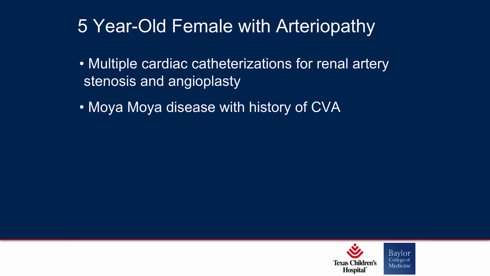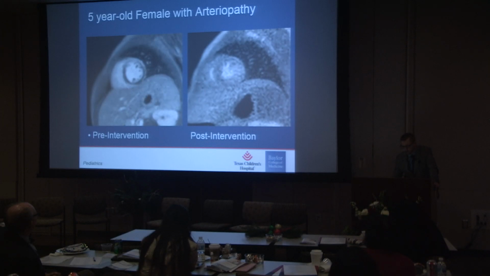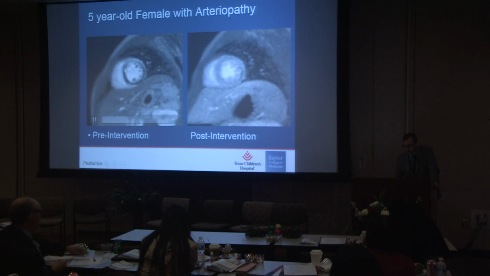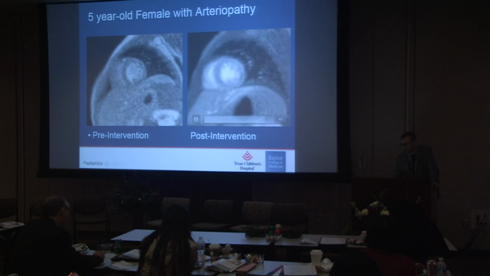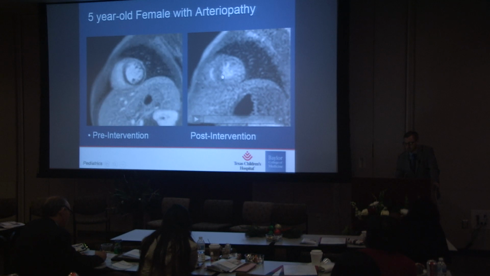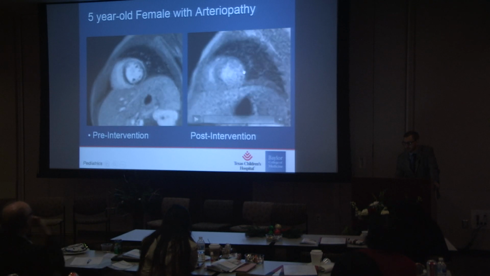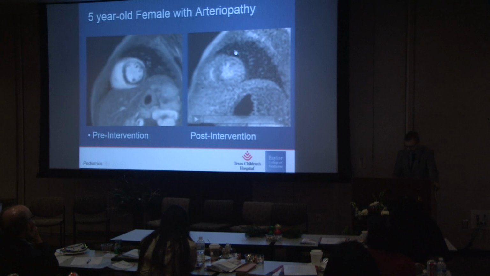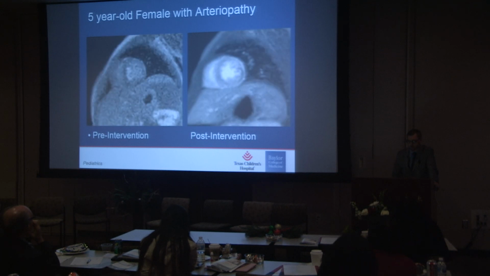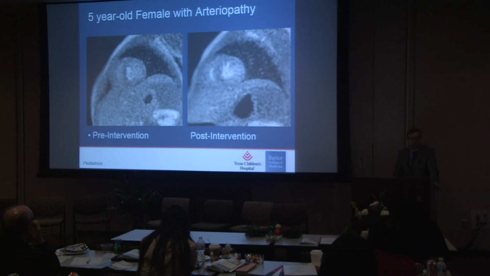This is a recent patient where we actually were able to do some intervention. This was a patient that had an undiagnosed arteriopathy. It had multiple cardiac catheterizations being done for renal artery stenosis, and had moyamoya disease with a history of CVA. And you can see here on pre-intervention, in particular these areas of subendocardial hypoperfusion, and then post-intervention, that significant improvement in these same regions. We did not intervene on the circumflex, and that's the one area that still is showing a little bit of hypoperfusion compared to the pre, but that's a drastically improved result after angioplasty of the right and the LAD.